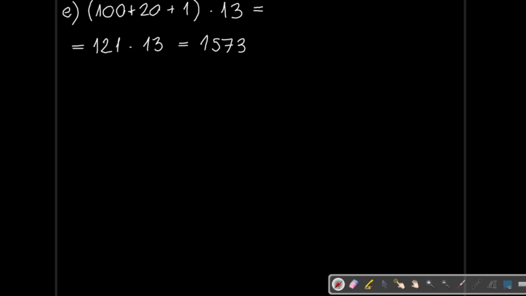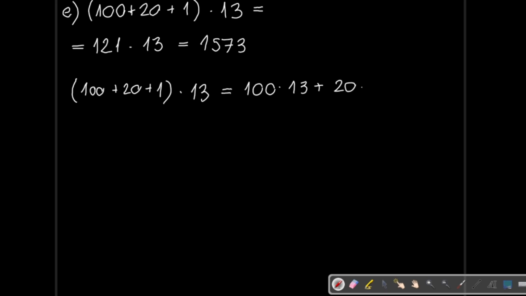That's one way. The other way is using a distributive property, but this time we have 3 numbers in brackets instead of 2. But that's really not a problem. You can still use the distributive property. It doesn't matter how many numbers we have in this bracket. So that's 100 times 13 plus 20 times 13 plus 1 times 13.